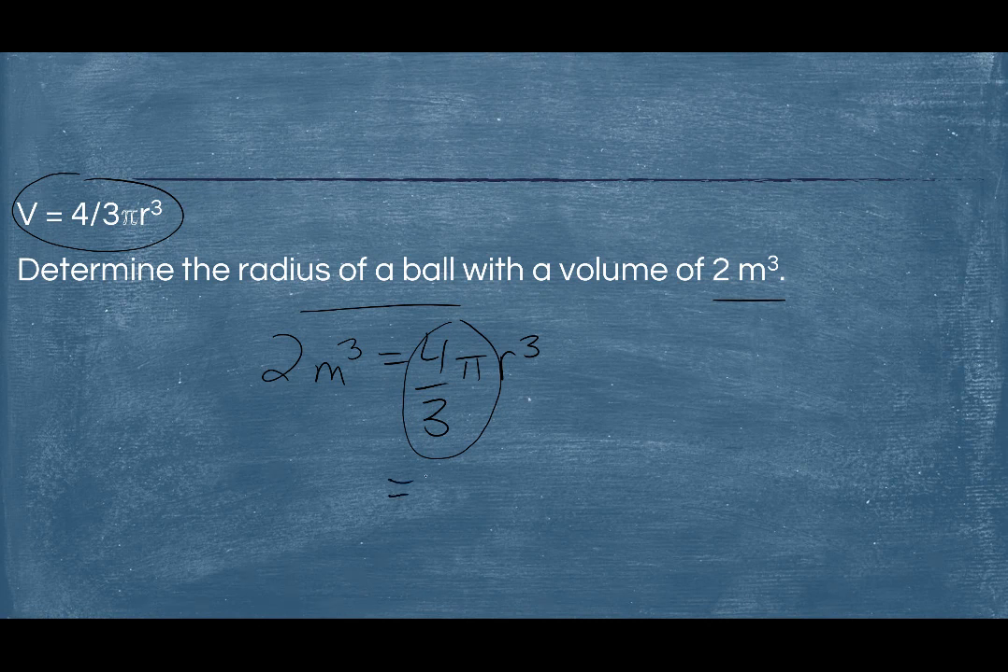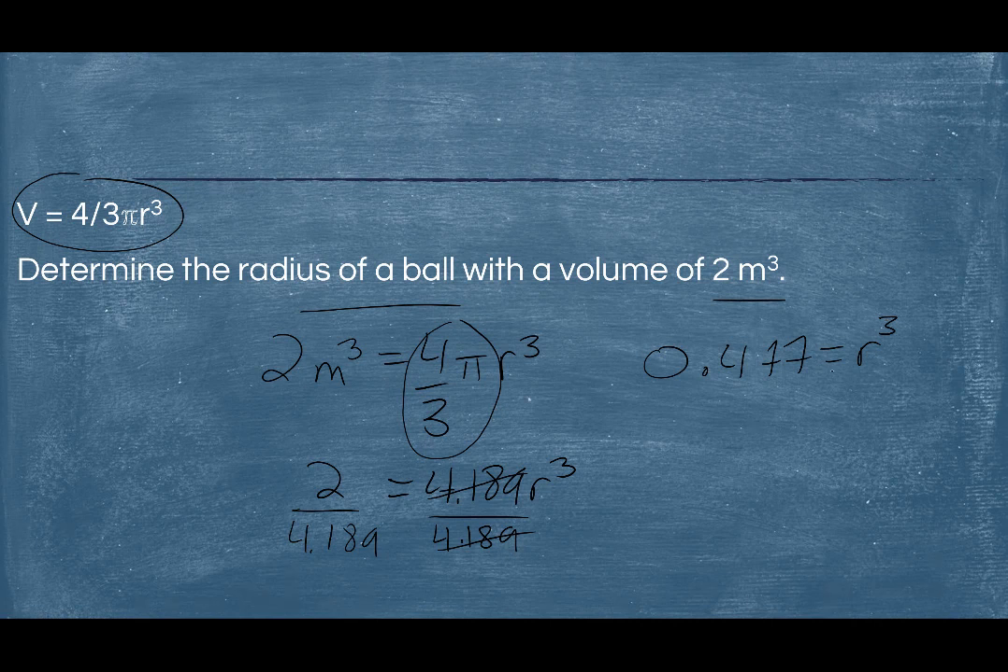4.189. So it's 4.189 r cubed, and over here I've got a 2. So to get rid of that 4.189, I have to divide both sides by 4.189. That gets rid of the 4.189 here. And on the left side, I've got that times 2, and it equals 0.477 equals now r cubed.